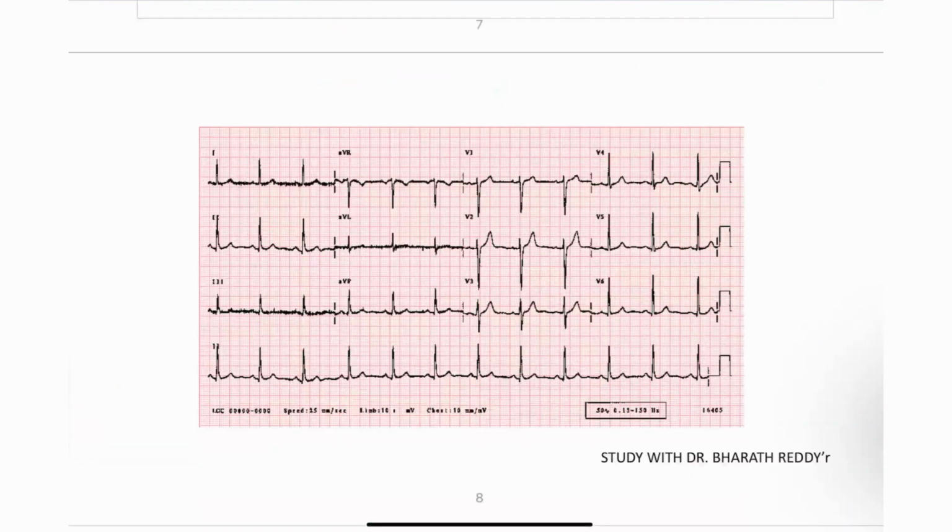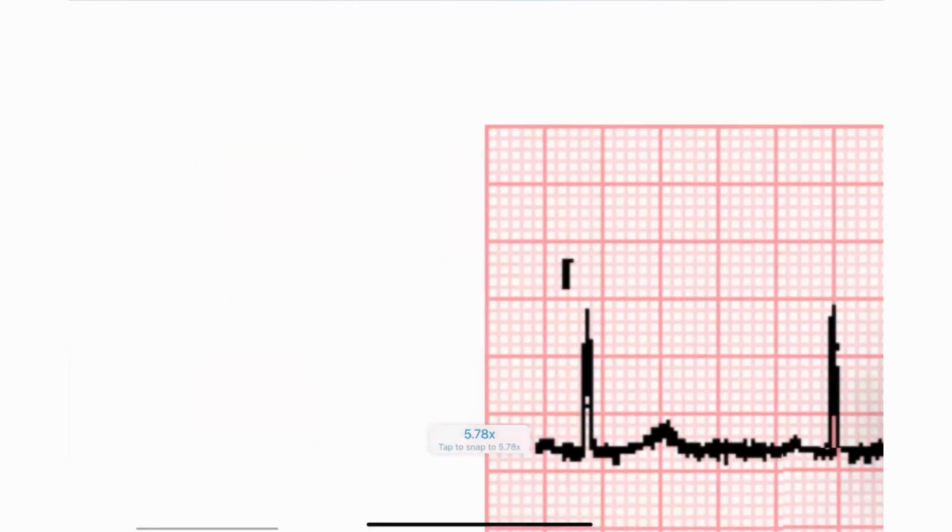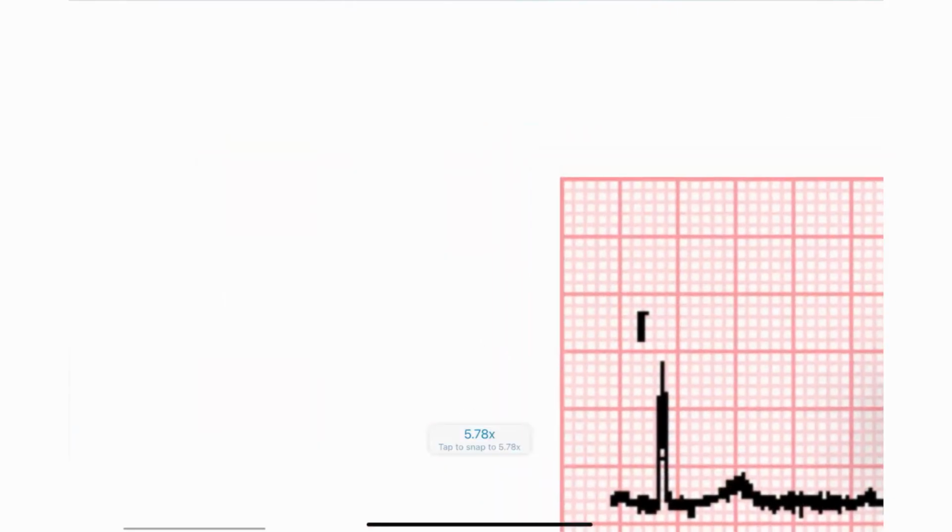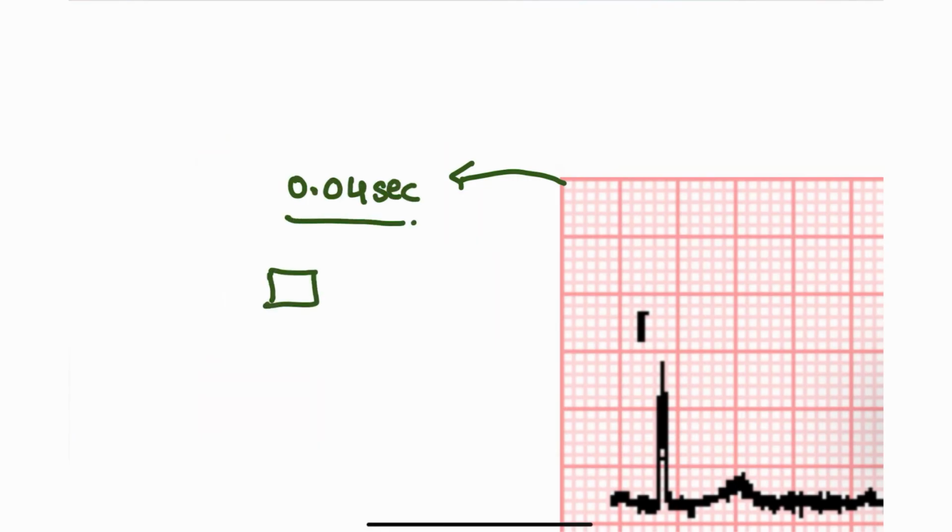Next, here you can see this is the normal ECG, guys. In this normal ECG, what is the first thing you have to take note of? What is the size of the box? One small box, how many seconds? It is going to be 0.04 seconds. And what is the amplitude? The amplitude of this one is 1 mm, which is equal to 0.1 mV.